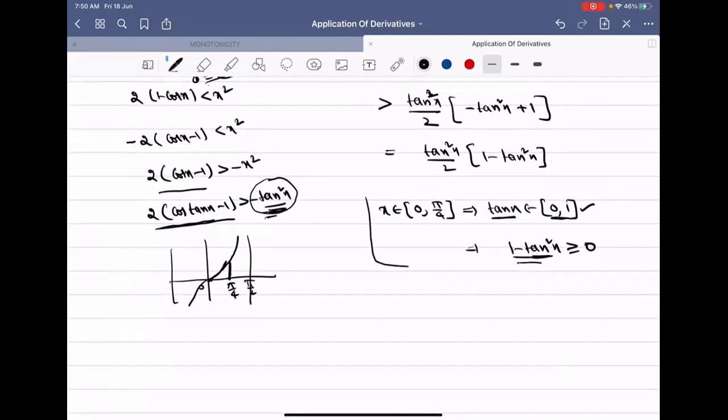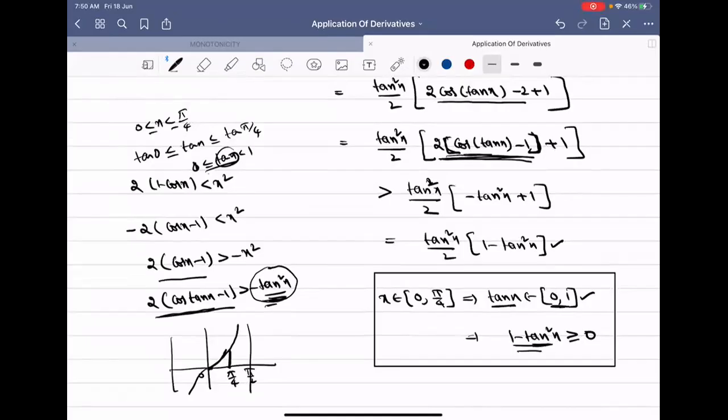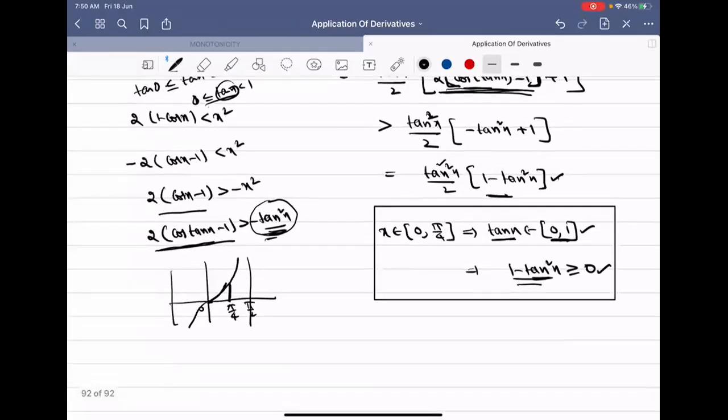Now come to our final expression. In this one, 1 minus tan square x is greater than or equal to 0, and tan square x is also greater than or equal to 0, because tan x belongs to 0 to 1. Therefore, the total expression tan square x by 2 into 1 minus tan square x is greater than or equal to 0, or not? Yes, because 1 minus tan square x is greater than or equal to 0, and tan square x is also between 0 and 1.